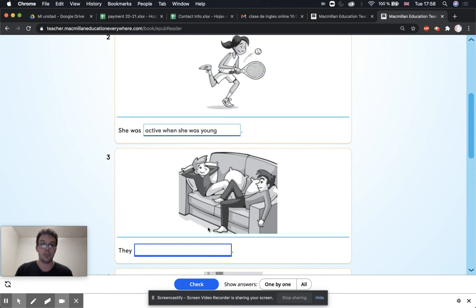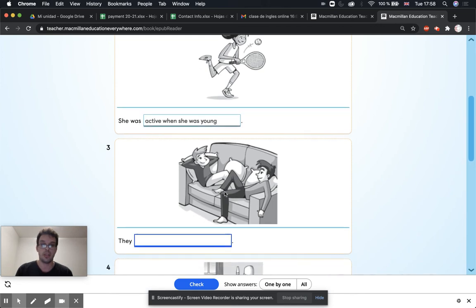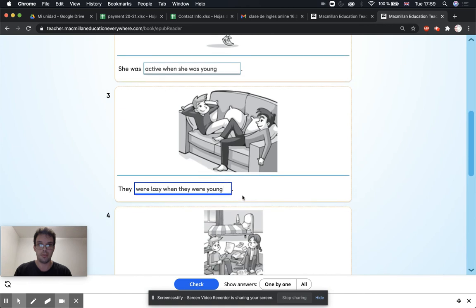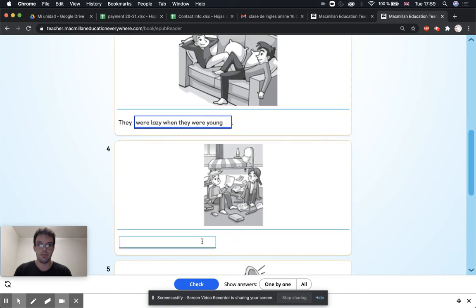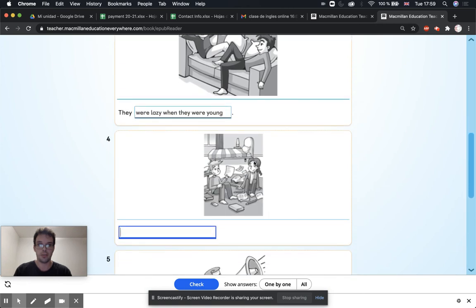Oh, what about this one? Perezoso. What word was this? Lazy. Lazy. So we have to write the phrase. They were lazy. They were lazy when they were young. Very good. Let's try number 4.